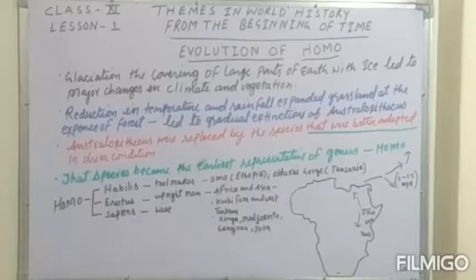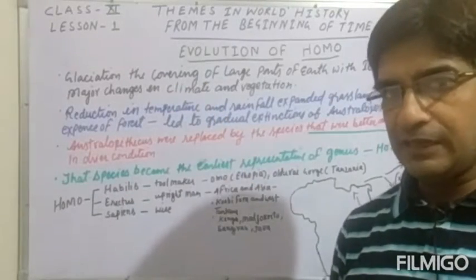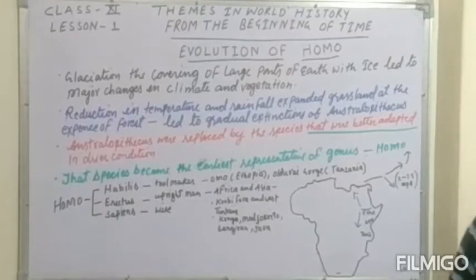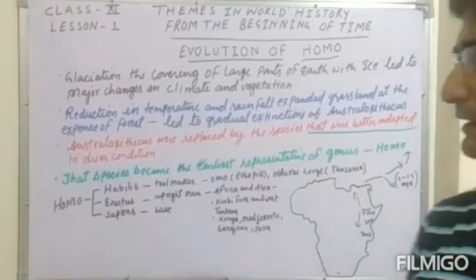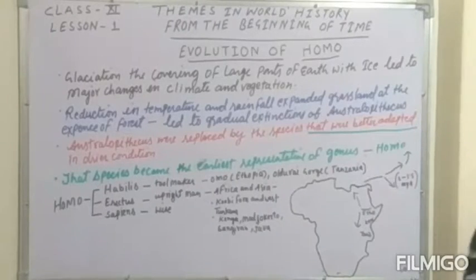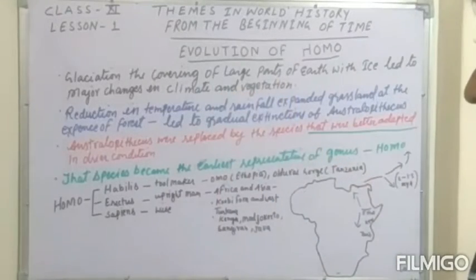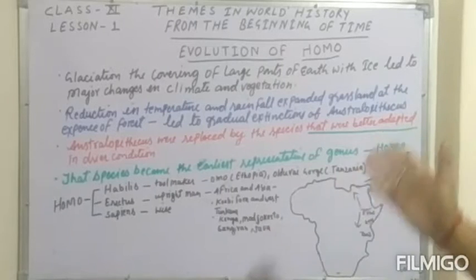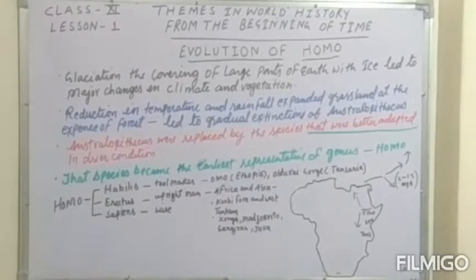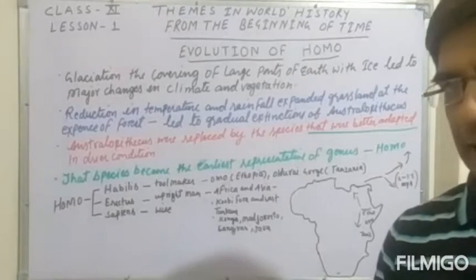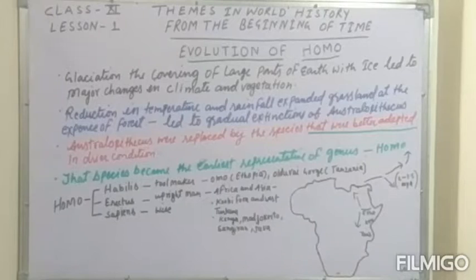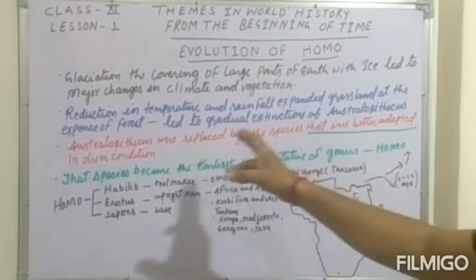Number one condition: the glaciation. Glaciation means the stage when the earth's temperature decreased very much, and this condition led to the start of the glacier age, the glacier period. At that time the whole earth was covered with glaciers, and ice was found everywhere due to the lowering of the temperature and less rainfall. This condition led to the extinction of grassland, and that also was covered in the forest areas.